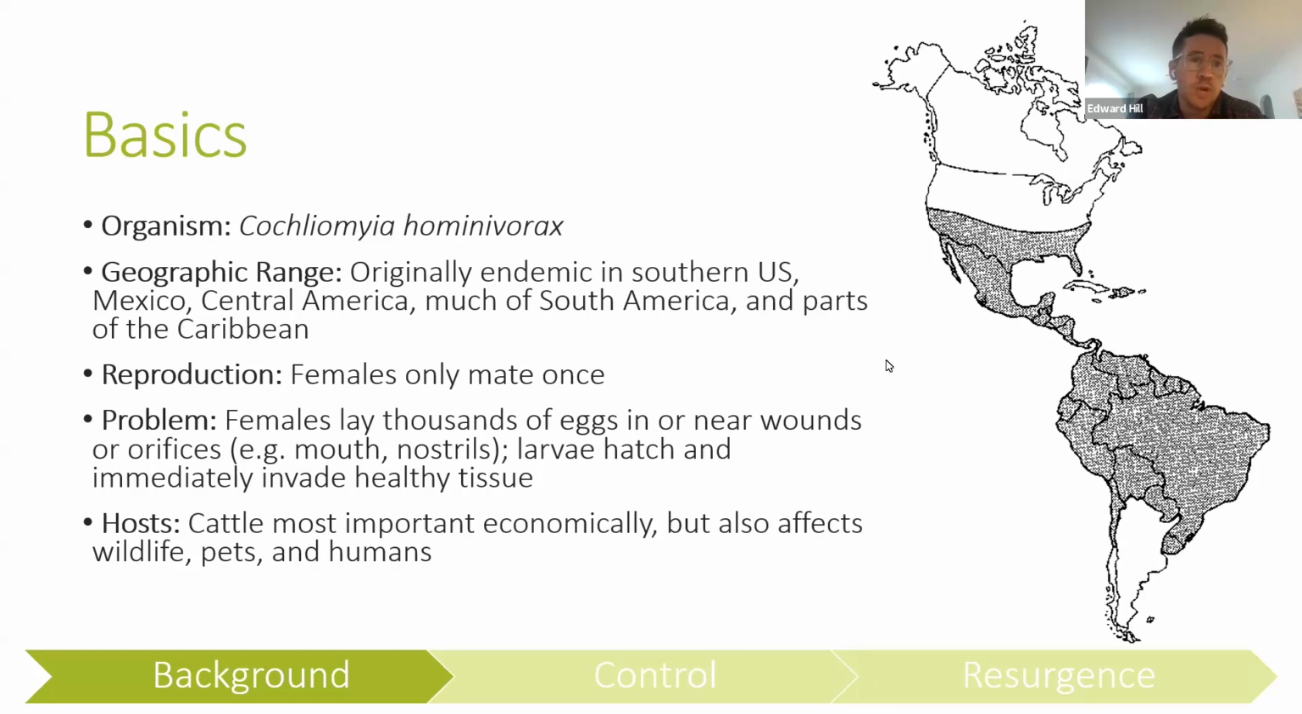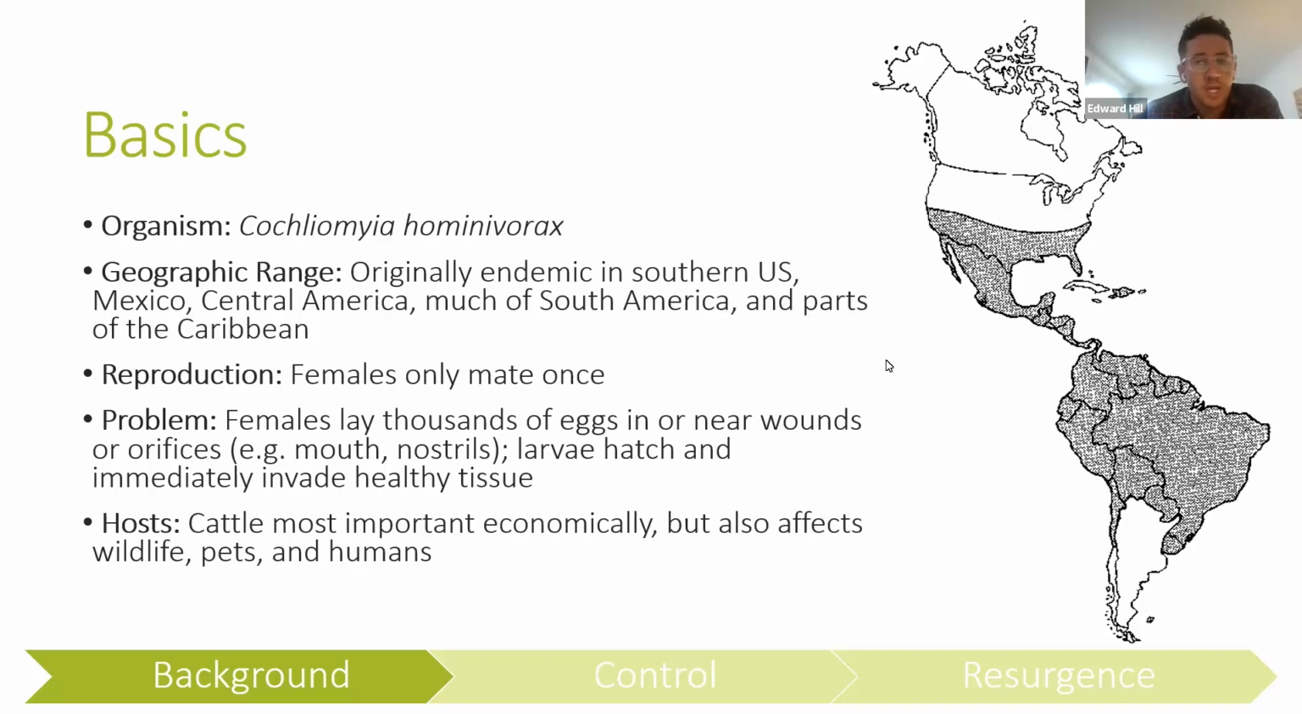These were originally endemic in the southern US, Mexico, Central America, most of South America, and parts of the Caribbean. This map is fairly accurate. It's typically endemic in warmer climates, and the larvae cannot survive temperatures below 46 degrees Fahrenheit.